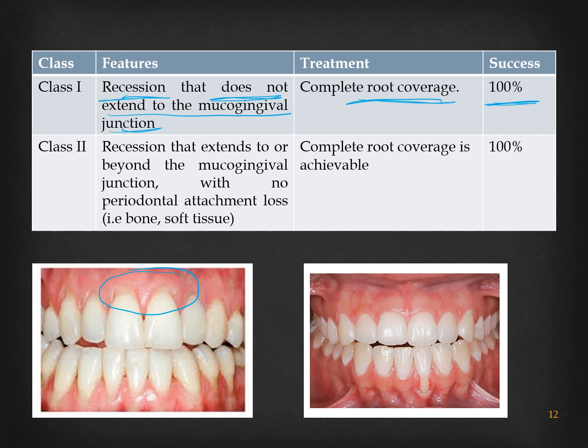Class 2 is basically recession that extends to or beyond the mucogingival junction with no periodontal attachment loss. Okay, so here there is no periodontal attachment loss, means if you see the interdental tissue, that is the tissue between lateral and central, there is no loss of tissue and bone in the interdental area, but the recession is there which is extending up to the mucogingival junction. So that is what comes under class 2 recession. Here also they have claimed that with FGG complete root coverage is achievable and a 100% success rate is there.